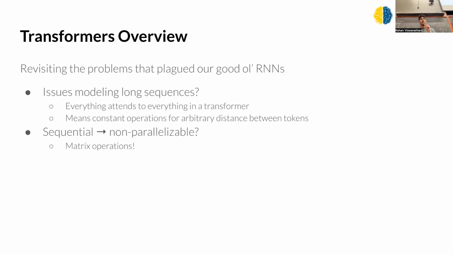Revisiting the problems that plagued our RNNs. Did we end up with a solution? We had issues modeling long sequences, right? Everything now attends to everything in a transformer. And that means there are constant operations for arbitrary distance between tokens. With an RNN, if I had positions 0 and 500, I have to run my RNN 500 times to get to that token because it depends on the state of the previous representation.